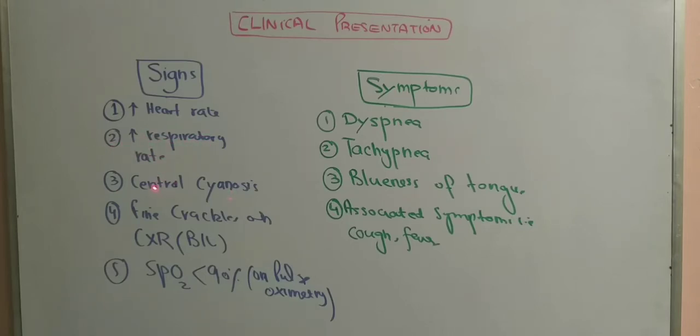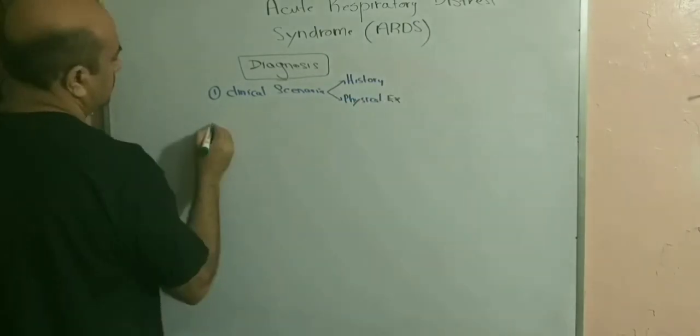There may be blueness of the lips, the tip of the nose, and the tongue, which we call central cyanosis, which we check when we are examining the patient. And when we auscultate the patient, we may find fine crackles on both sides. On pulse oximetry during the examination, the SpO2, or oxygen saturation percentage, may be less than 90%. So these are the signs and symptoms which we elicit and hear from the patient's mouth or the family's side when the patient presents to the hospital.